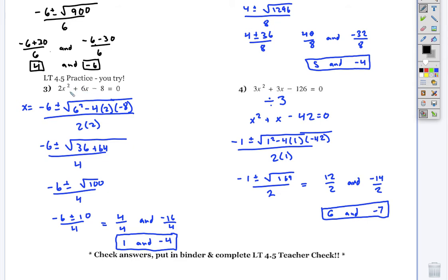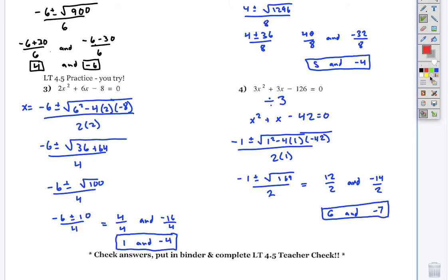Number 3 is fairly straightforward compared to, or in line with, the other two. So I've identified the a, b, and c here. A and b are both positive. C is negative. We end up with 100 under the square root symbol. So we've got our two different cases, and we've got solutions of 1 and negative 4.